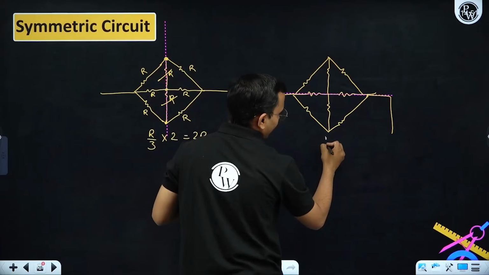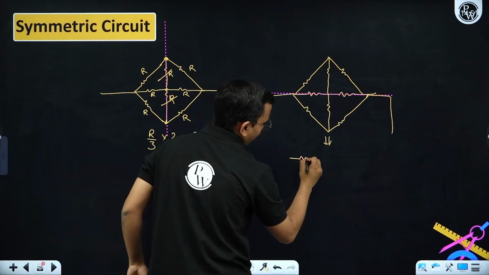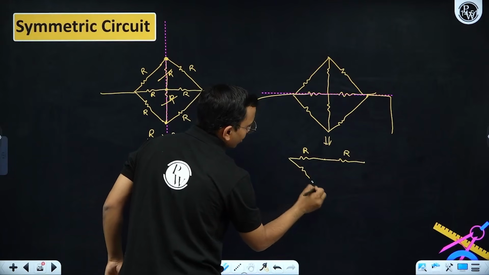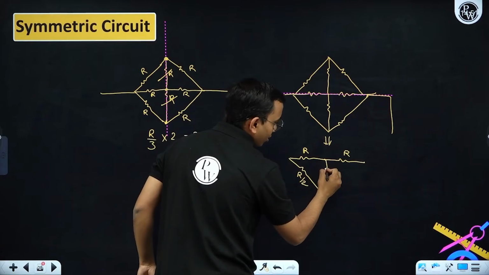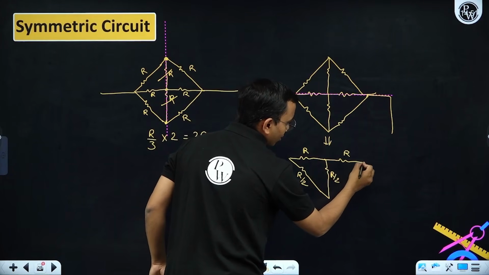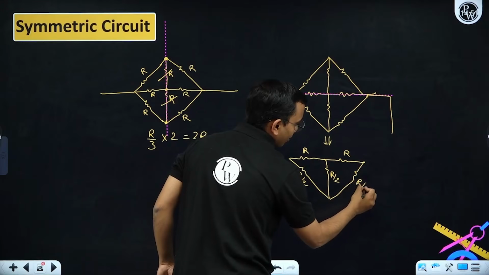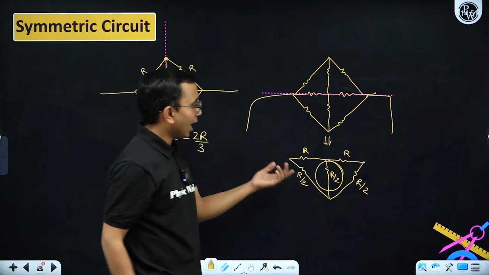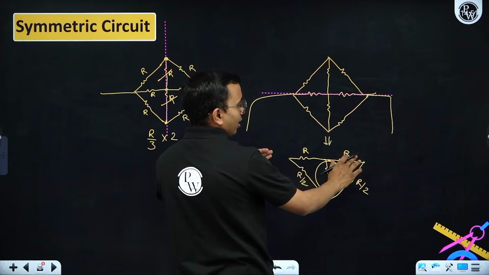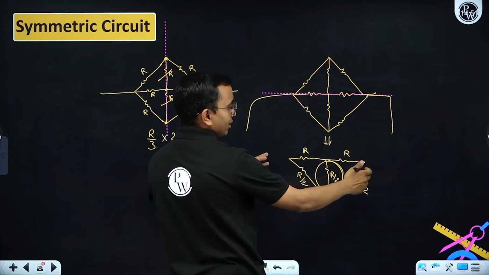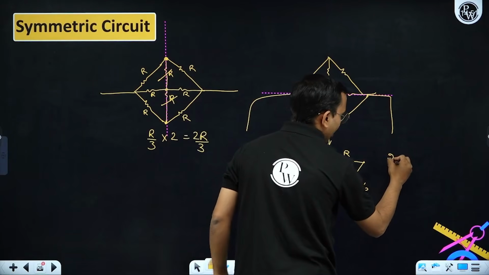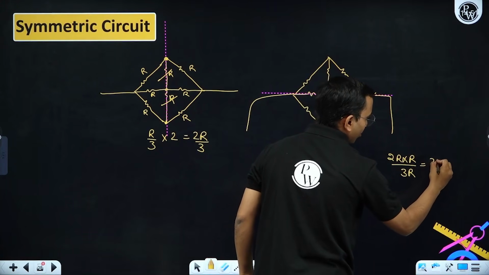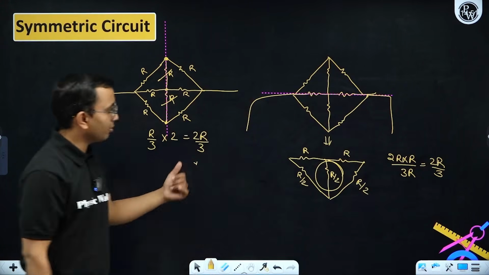So what it will become now, if you fold it about it: this will remain R, this will remain R, this will be R by 2, this is R by 2, this is R by 2, and this will be removed by the Wheatstone bridge condition. Then these 2 are in series, R and R, that will become 2R, these are in series, R by 2, that will become R, so 2R and R are in parallel, so that will become 2R by 3, which is the same as that.